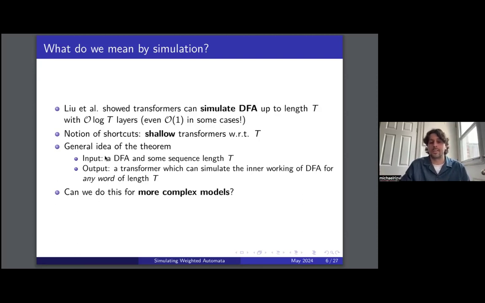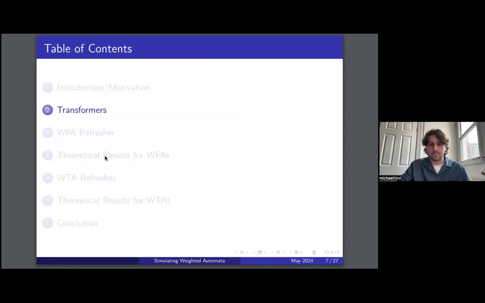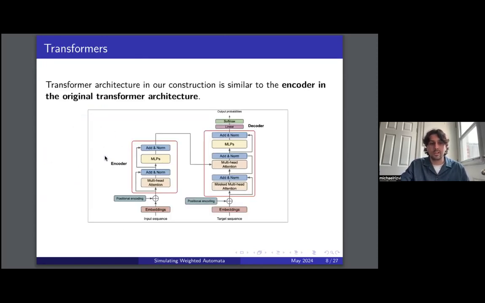And by simulate, obviously, I mean this simple working definition I gave in the last slide. And so the question we asked about this is, can we do this for more complex models? It turns out, yes. The direction in which we extend this is towards the weighted side of automata and also towards trees. So I'll start by giving a quick recap of the transformer architecture, and then we can dive right into WFAs and all that fun stuff.